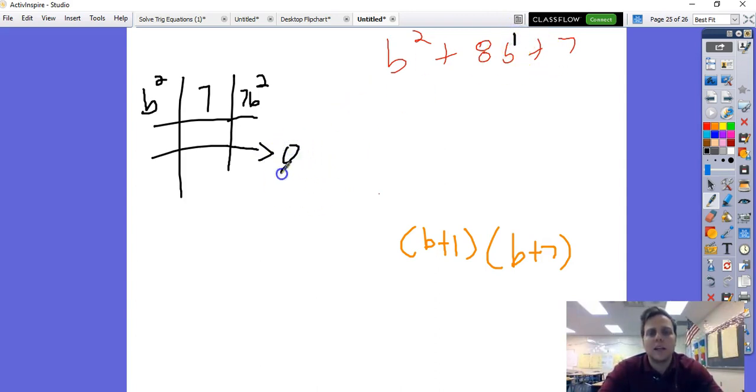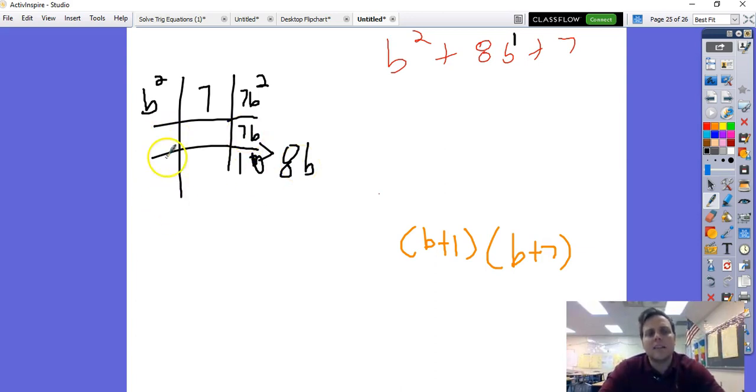So we put 8b. This is the hardest part for people now. You have to think of what are two numbers that multiply to 7b squared, but add to 8b. 7b and 1b. And think about it for a second. Is this true? Well, 1 times 7 is 7. B times b is b squared. 7b plus 1b, that is 8b. Good, this works. These are my two numbers.